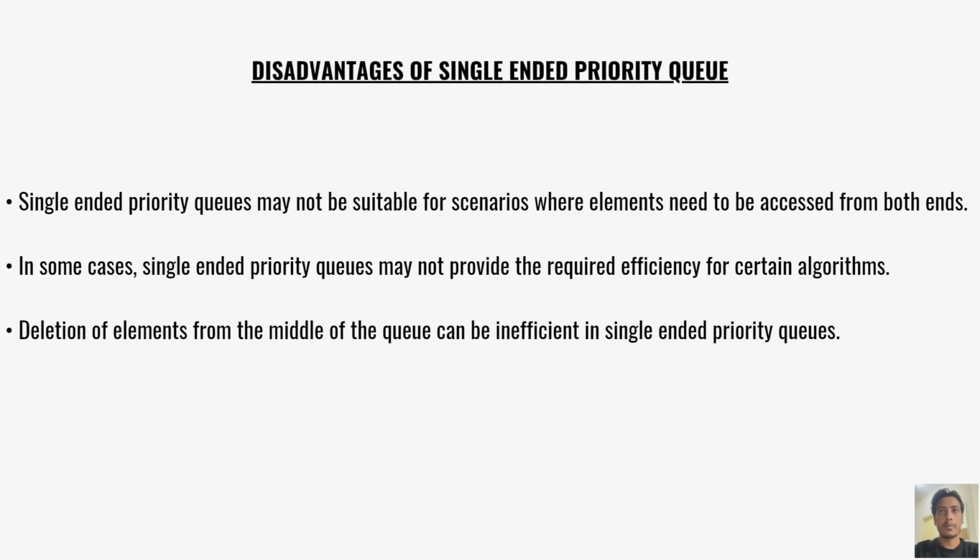Disadvantages of a single-ended priority queue. Single-ended priority queues may not be suitable for scenarios where elements need to be accessed from both ends. In some cases, single-ended priority queues may not provide the required efficiency for certain algorithms. Deletion of elements from the middle of the queue can be inefficient in single-ended priority queues.